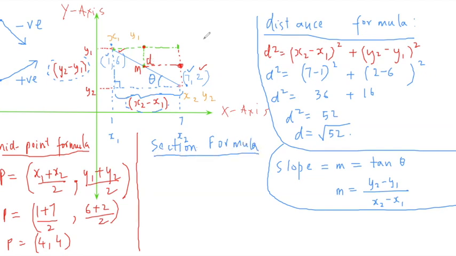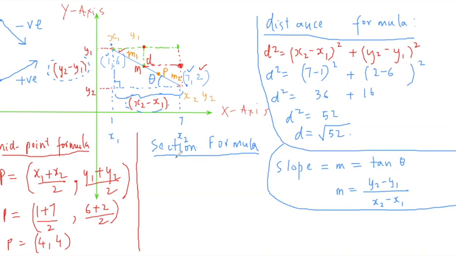Now, suppose this point is not in the middle. Suppose it's somewhere else. Let's say it's at this point, P. And you want to find out how P divides the line that joins x1, y1 and x2, y2, in what ratio? If it's the midpoint, it's a ratio of 1:1. But let's say P divides it in the ratio of 3:1, or 4:1. We don't know. Let's say the ratio is M1:M2.